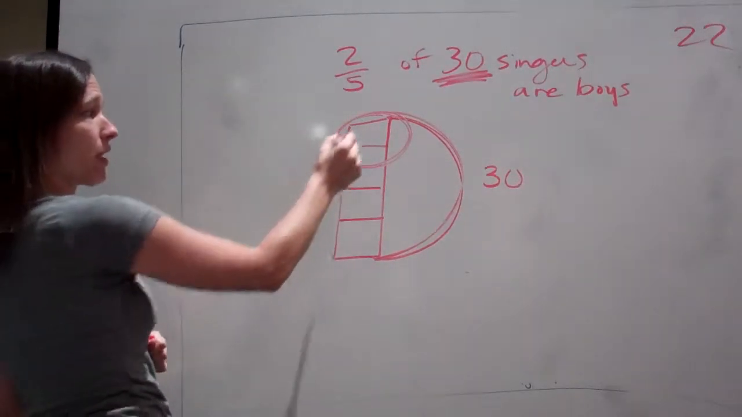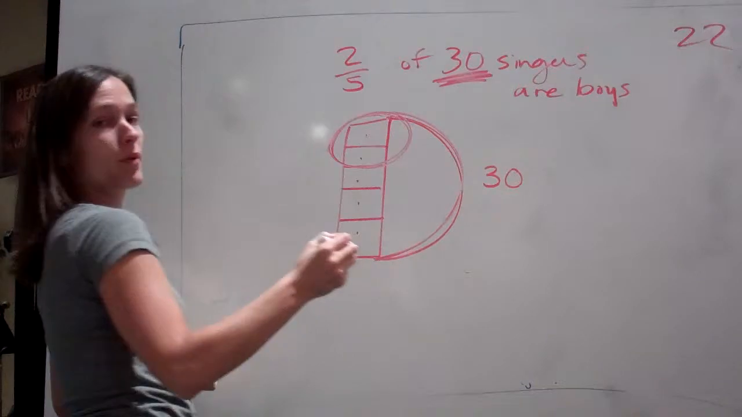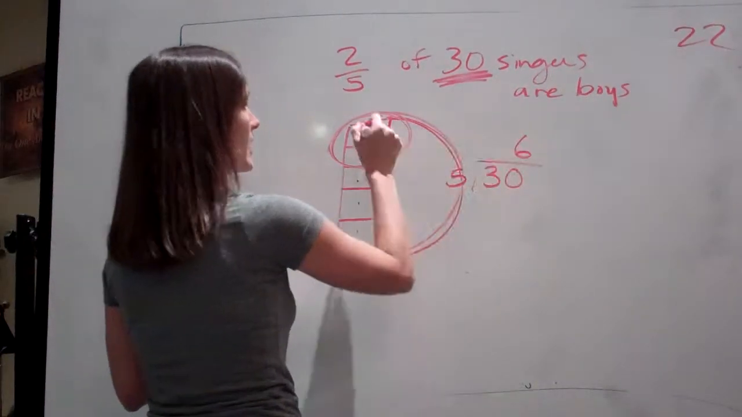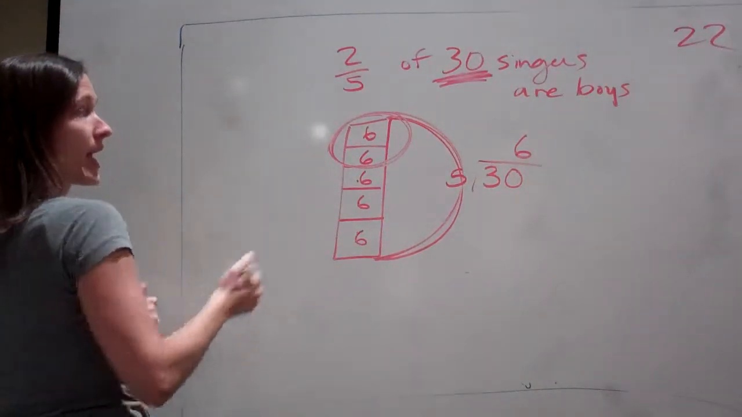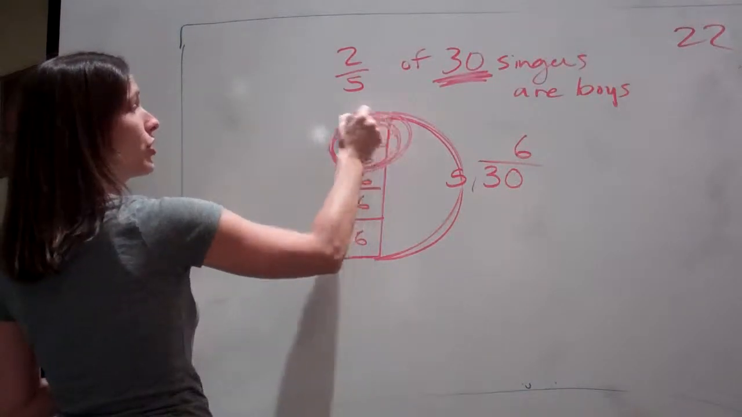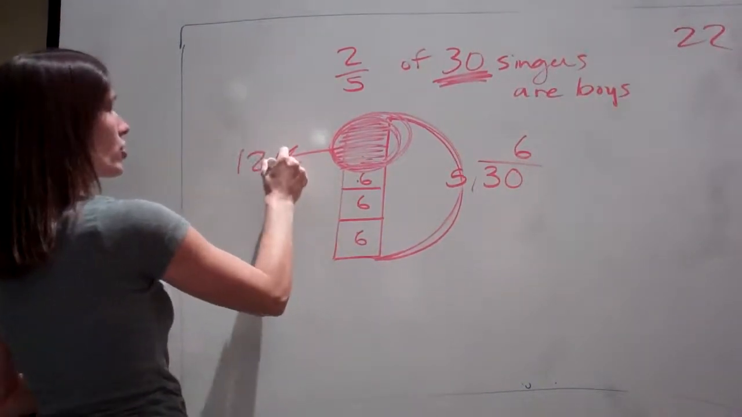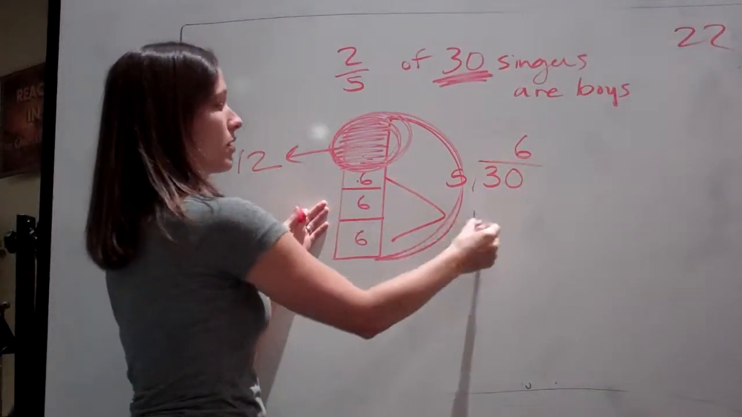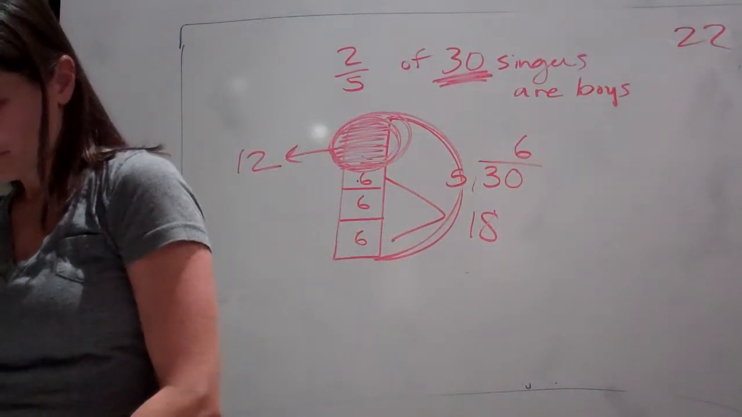But first I have to figure out what each of them are. So I'm going to take 30 and do what with it? Divide it by 5. 30 divided by 5 is 6. So each of these sections has 6. And I want to know how much 2/5 are, and 6 and 6 is 12. So if 12 are boys, how many are girls? 18. Very good. Okay, it didn't ask that, but actually it did.